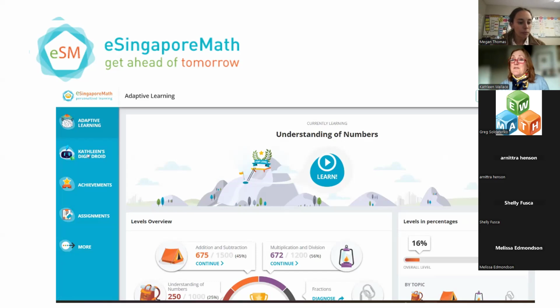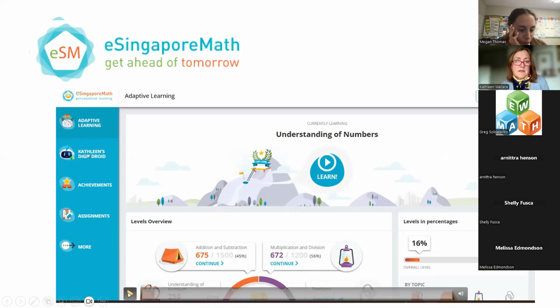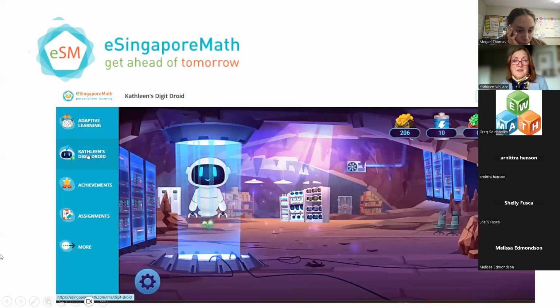We know that the kids love the games, and in most of the games that they play, there's some kind of a reward system, and our eSingapore Math has one. This is our digital droid. So you've seen the kids collecting coins and tokens and then spending them on different prizes. Our digit droid, I'll show you a little, is where they collect their tokens and spend them.